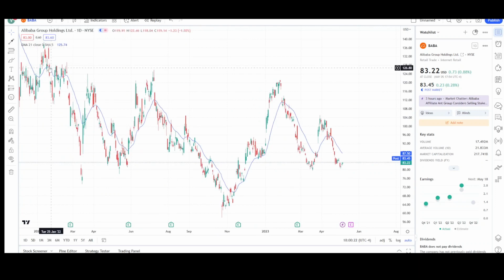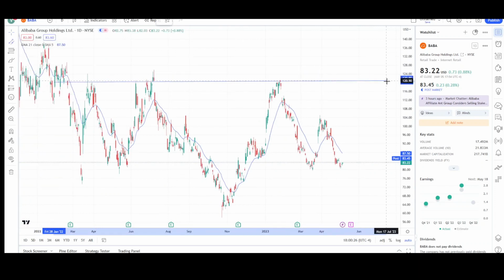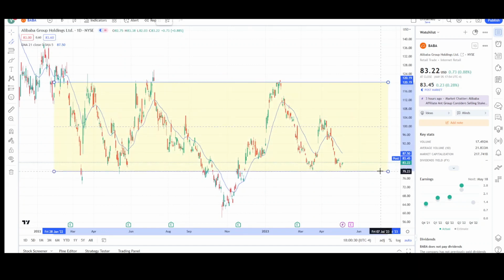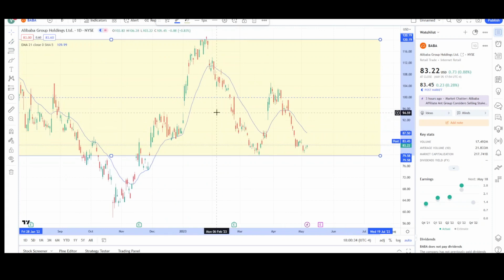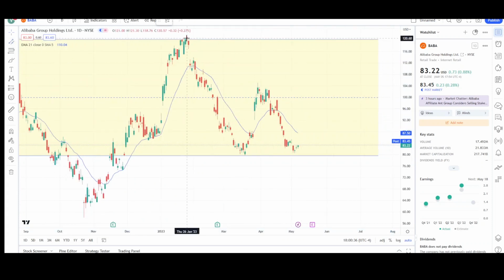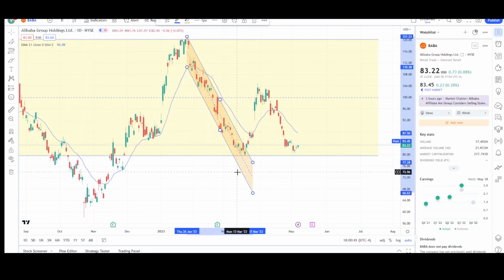Let's go over the macro structure for BABA. Range bound pattern is what BABA has been doing for about a year now. $120 resistance, $80 level support. Prices pretty much hit the top of the range, came back to the bottom in this downtrend, got a nice bounce up, came back down to that bottom again.